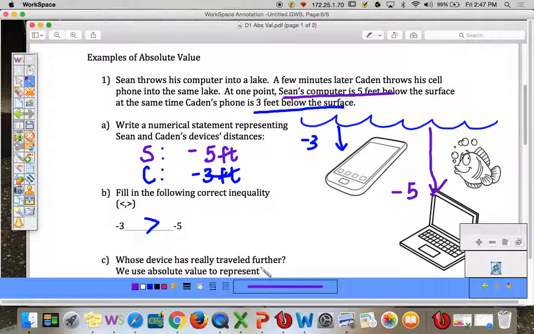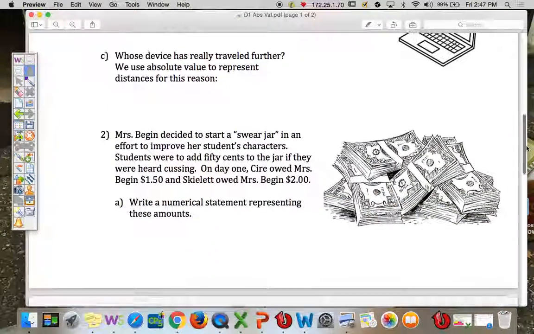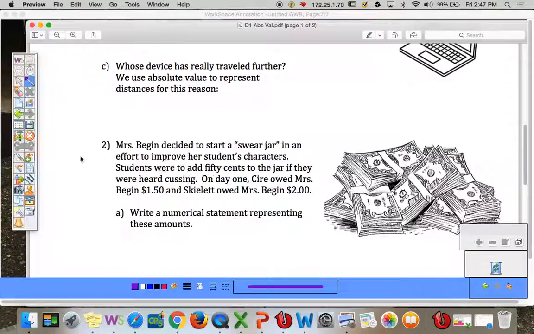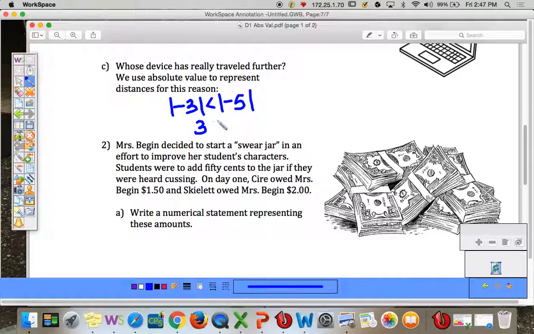So it says, whose has really traveled further? Well, it's this laptop that's traveled further, even though -3 is bigger than -5, and -5 is smaller. So we need absolute value to show us that -5 is a bigger distance than -3. We use absolute value to represent distances for this reason, because if we have a -3 and a -5, -3 is bigger, but we want to show that the 5 has traveled further. So we would write something like this. 3 is less than 5. So we look at the absolute value.